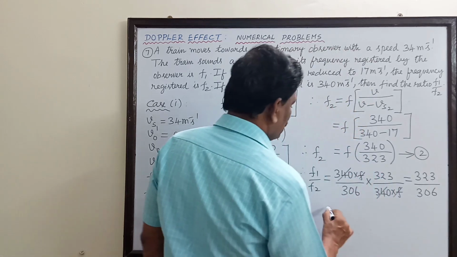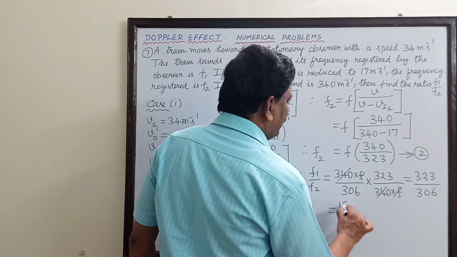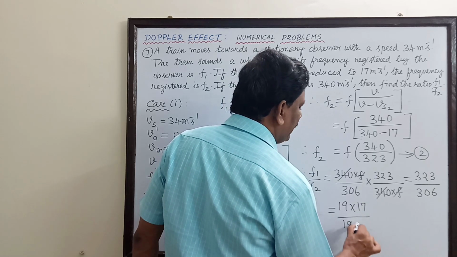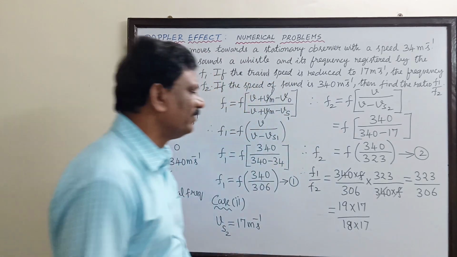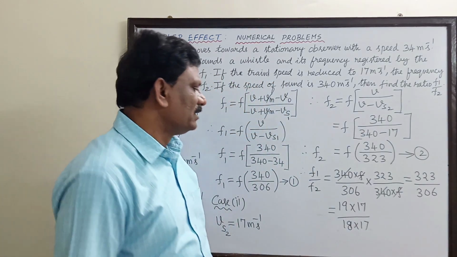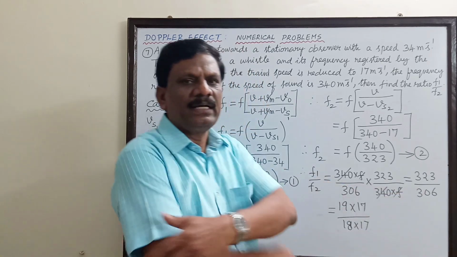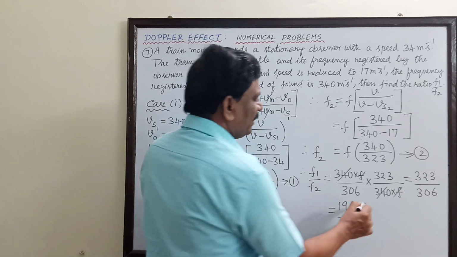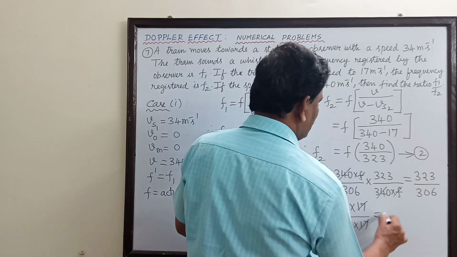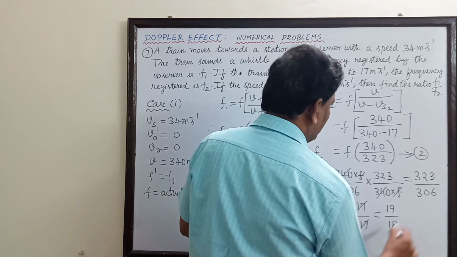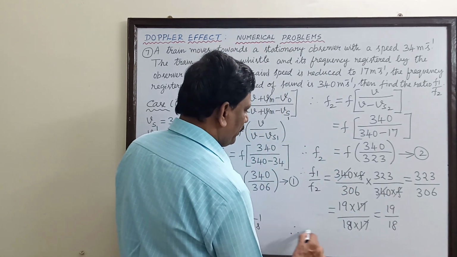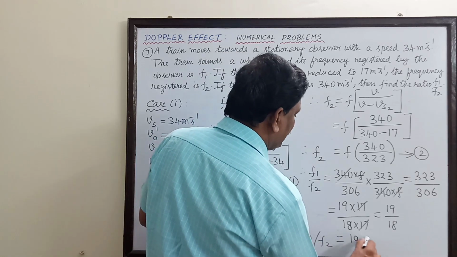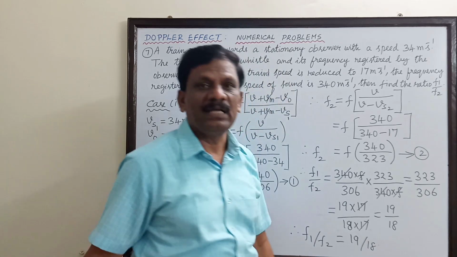So this is equal to 323 divided by 306. This is 19 multiplied by 17 divided by 18 multiplied by 17. 19 into 17 must be 323. Similarly, 18 into 17 must be 306. If you check with the calculator, you can find that the 17 can be cancelled, so this is equal to 19 divided by 18. Therefore F1 by F2 is 19 by 18, which is the answer.